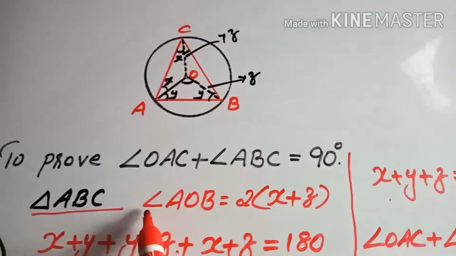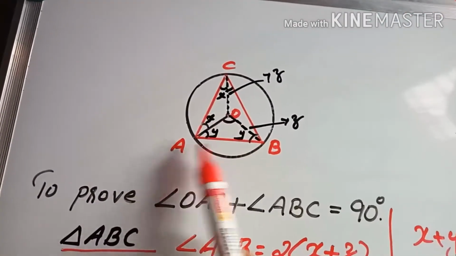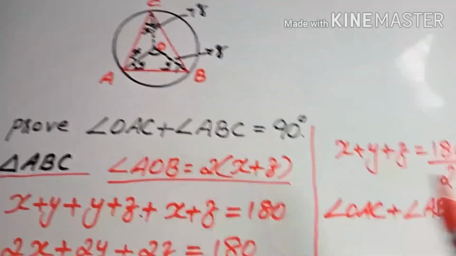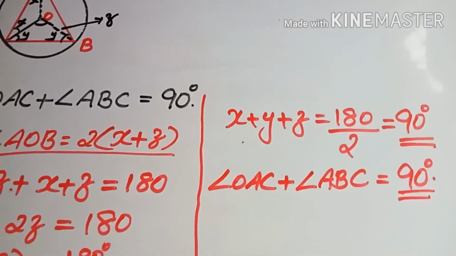Okay, this I just wrote to show how to find the central angle from the starting and ending points. Just to understand that, I wrote this step. No need to apply that 2 into x plus z here. Okay, so this is the answer.